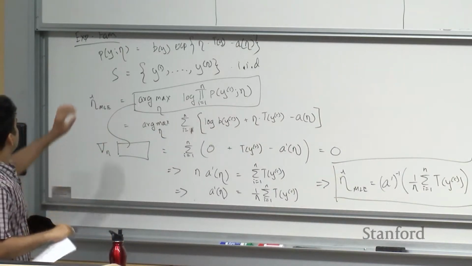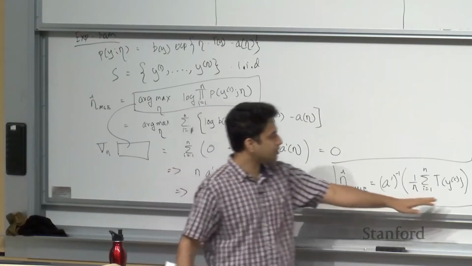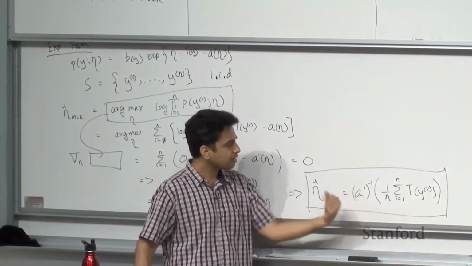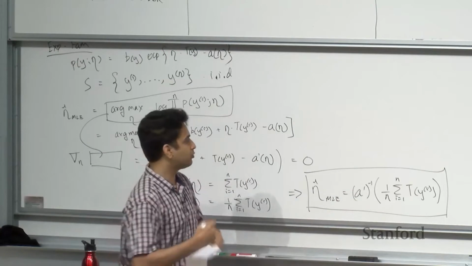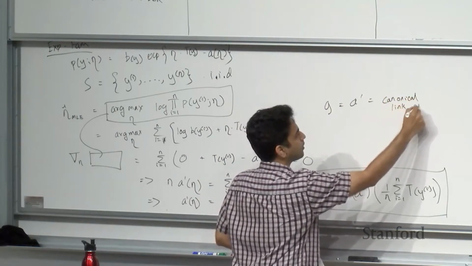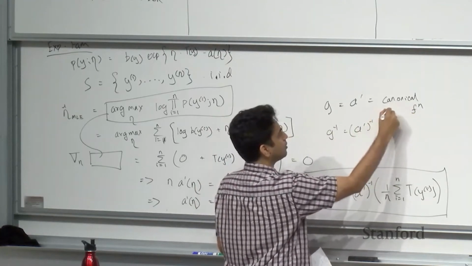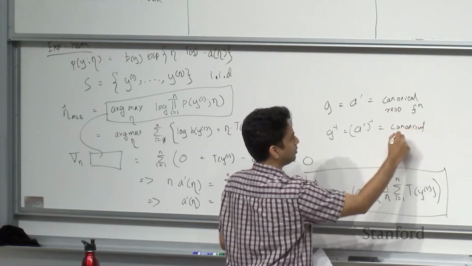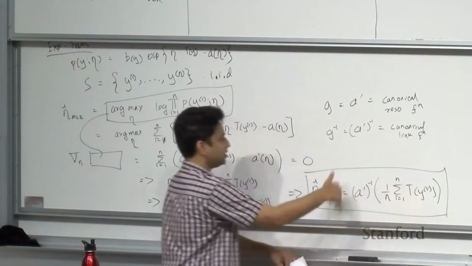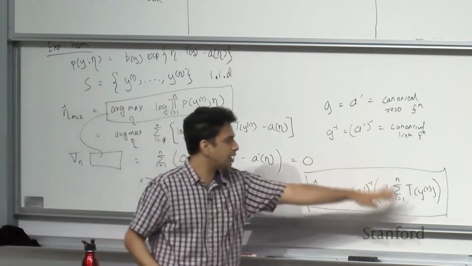So what just happened here? The maximum likelihood estimate of the natural parameter of any probability distribution in the exponential family can be calculated as the sample mean of the observed sufficient statistics taken through the inverse of a prime. If you remember in the exponential family notes, we called g equals a prime the canonical response function, and g inverse, which will be a prime inverse, the canonical link function. So take the sample mean of the observed yi's, run it through the canonical link function, and that gives you the maximum likelihood estimate of eta, in the most generic form.